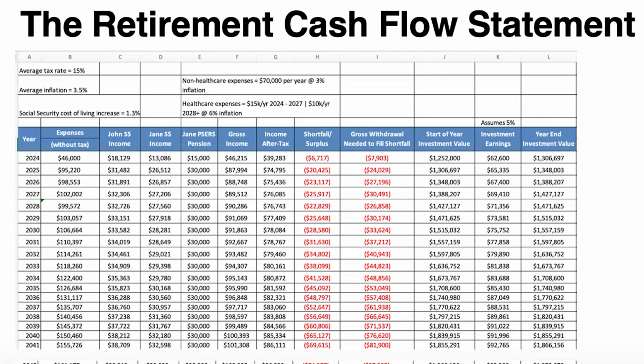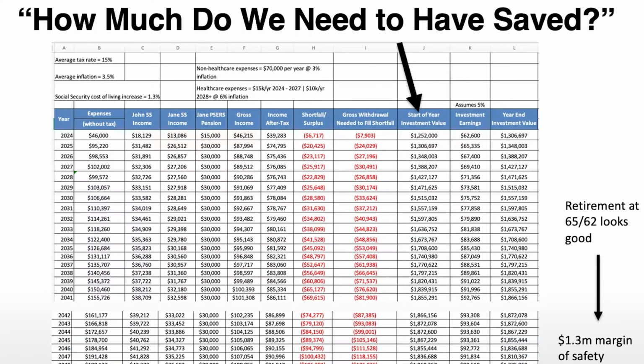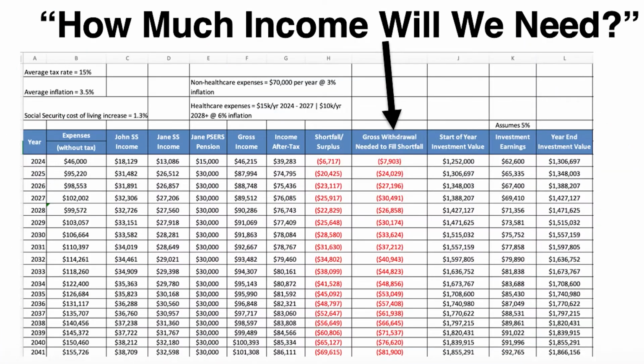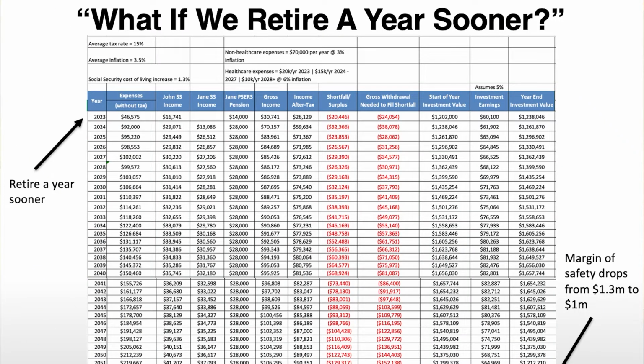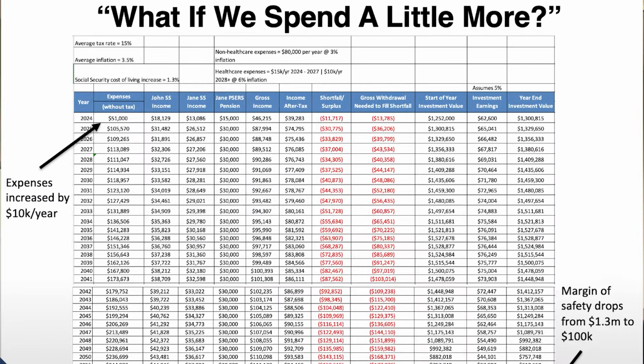So the retirement cash flow statement is an important tool to answer many of the most relevant retirement planning questions, such as, well, first off, when can I retire? Or how much money do I need to have saved up to retire? Or how much income will I have to pull out of my investment accounts each year during retirement to fill the gap between my expenses and income from fixed sources such as Social Security and pensions if I have a pension? Or what if I retire a year sooner?